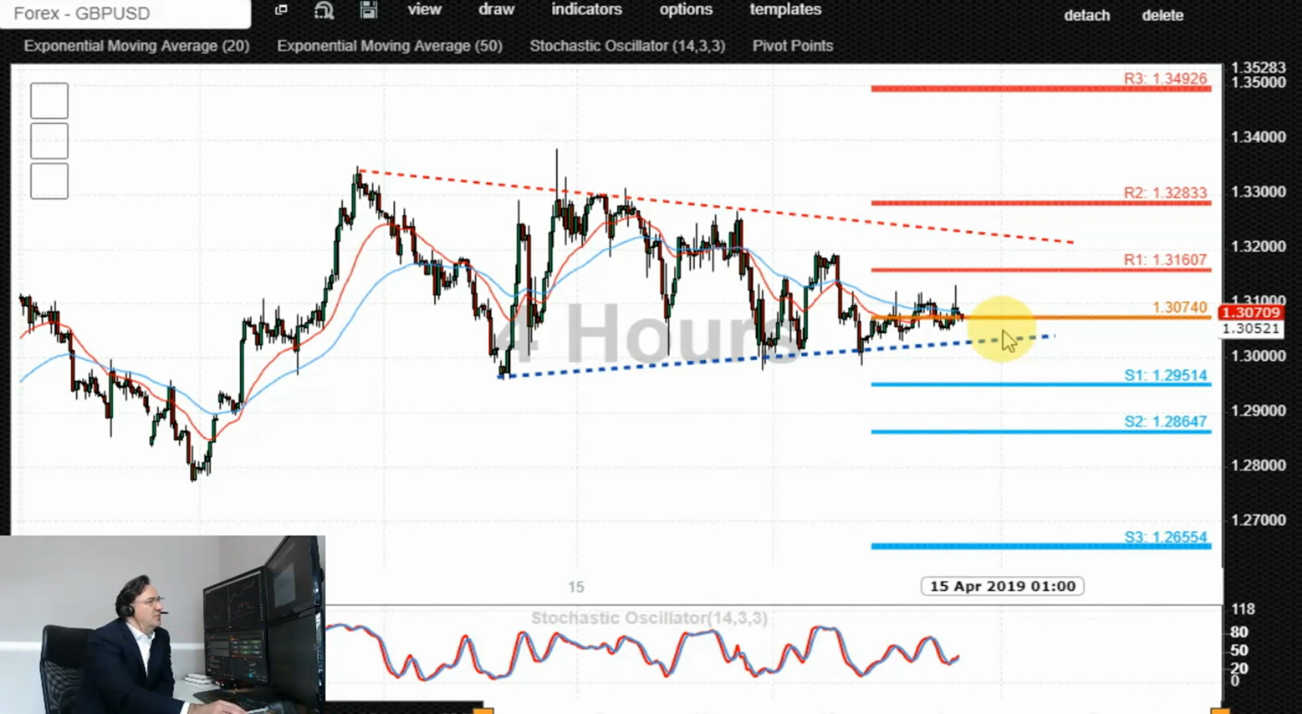1.31 level would open up the way for a deeper retracement, possibly some news surrounding Brexit or maybe a negative reaction to that, or maybe even US dollar strength would open up the way for a deeper retracement towards 1.2860, possibly even 1.27, 1.2655.